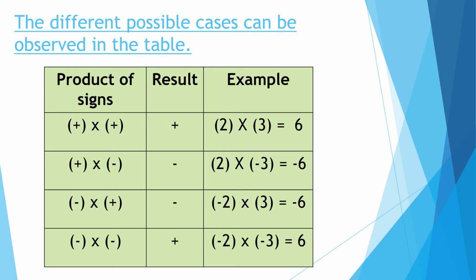Now minus into plus, the result will be minus. Minus 2 into 3, the answer will be minus 6. Minus into minus, the result will be plus. So minus 2 into minus 3 gives you 6, and the digit will be positive.